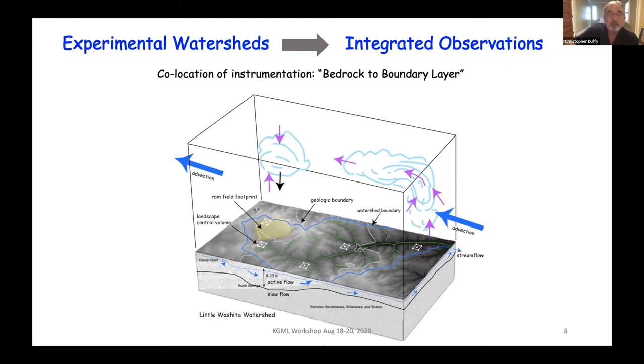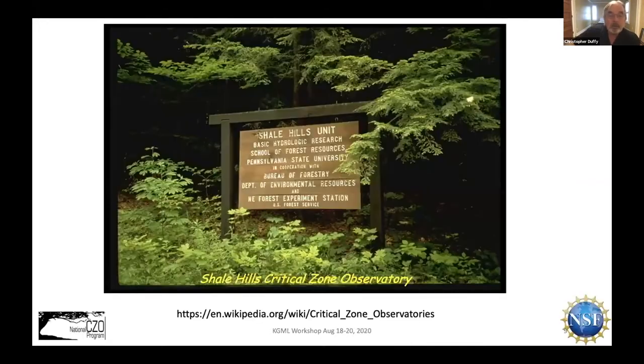Maybe another opportunity, and I'll try to make that case here. The Shale Hills Critical Zone Observatory in central Pennsylvania near the Penn State campus is the example I'll use. It actually started as an experimental forest research station back in the 60s and 70s, so there is historical data as well.